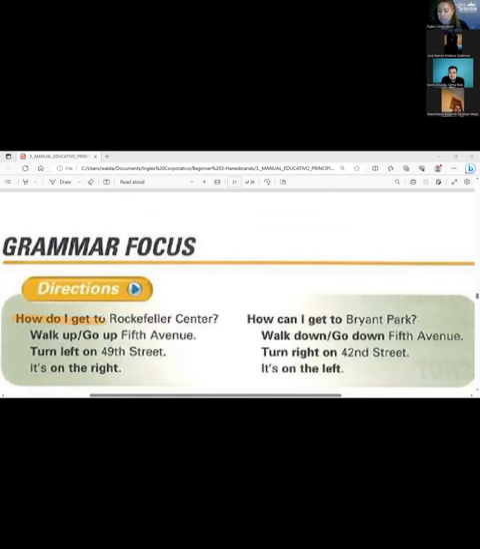So you can use this for many, many things. How do I get to the bank? How do I get to Mercado Exportel? How do I get to the airport, et cetera. Okay. So that's how we're going to start. Or you can also say, how can I get to? So that's the other one.